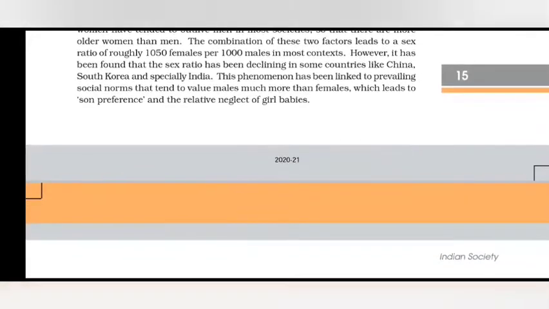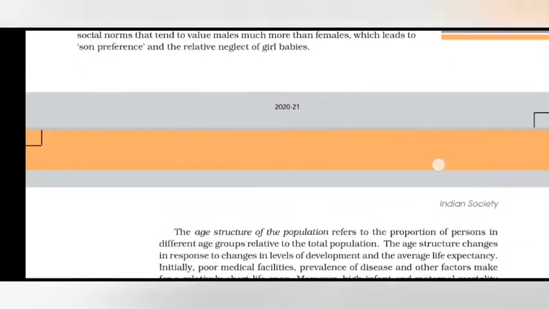However, it has been found that the sex ratio has been declining in some countries like China, South Korea, and especially India. This phenomenon has been linked to prevailing social norms that tend to value males more than females, which leads to son preference and relative neglect of girl babies.